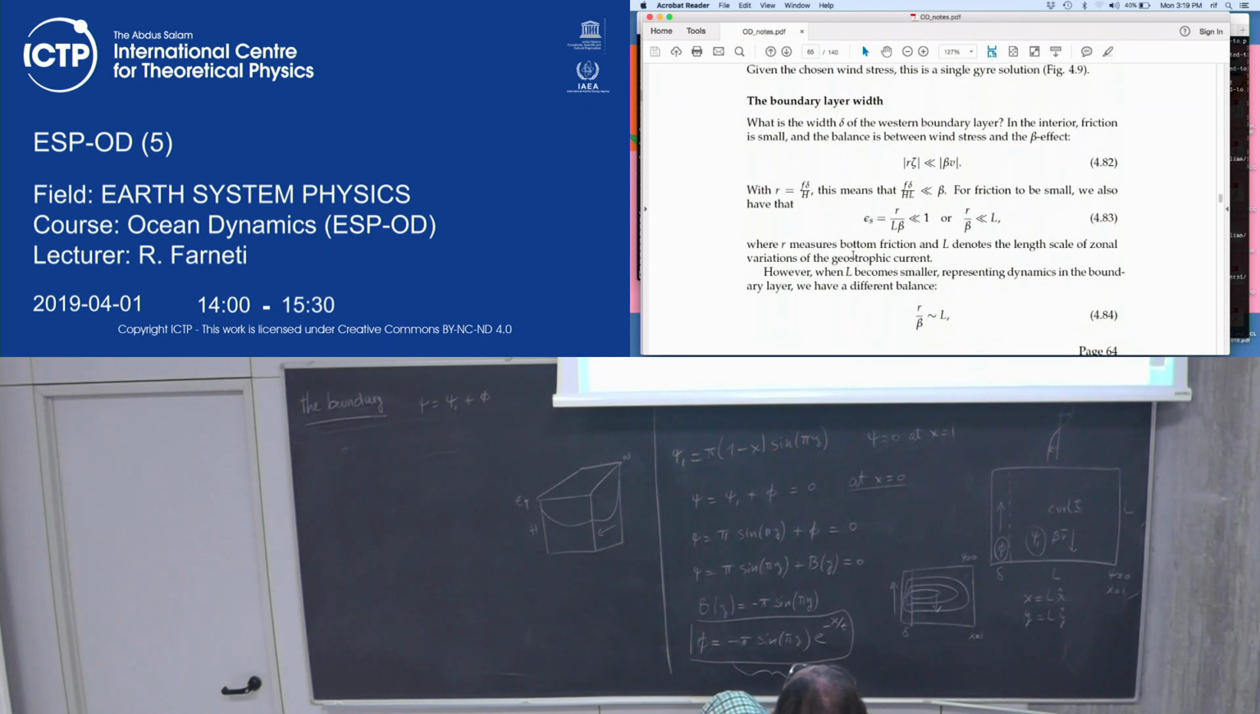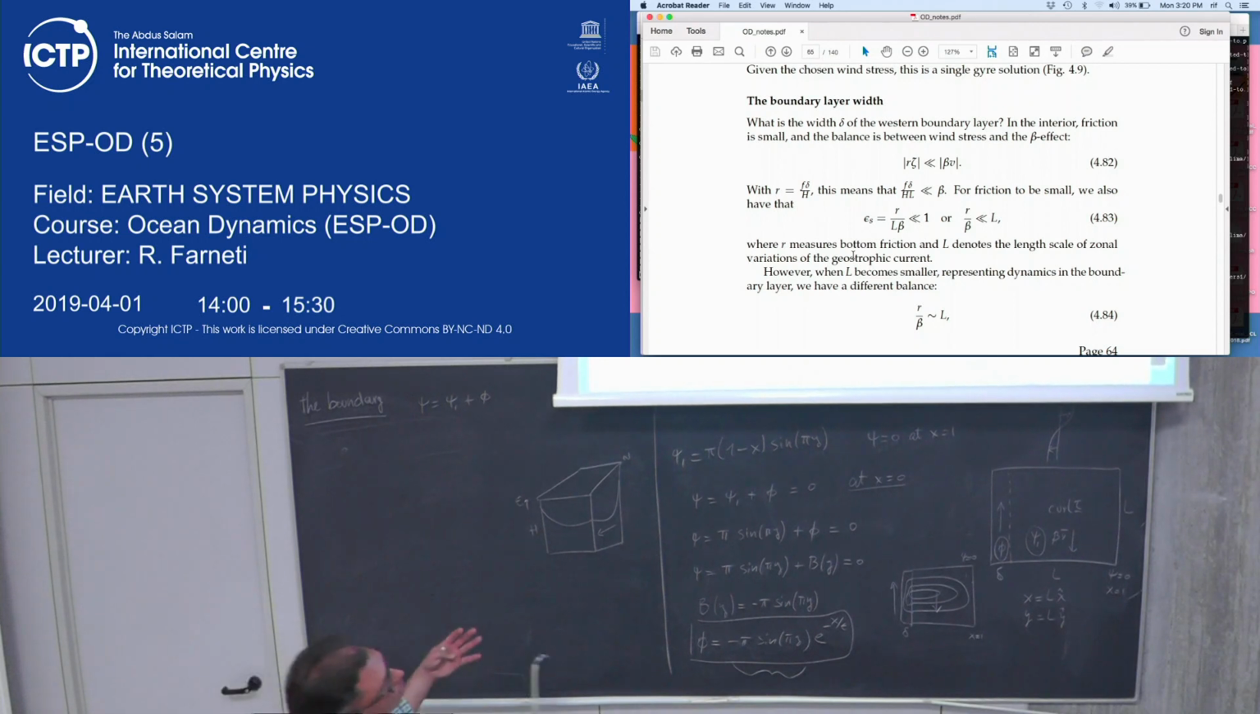Okay. So what is the boundary layer width? You might ask yourself, what is this delta? Okay, so we said that in the interior, this is much smaller than beta, so the relative vorticity is much smaller than beta, right? So changes in relative vorticity are much smaller than changes in f. And we define this number R, so this means that R delta over HL must be much smaller than beta. And so for friction to be small, you have this epsilon number R over L beta much smaller than 1, or R over beta much smaller than L.